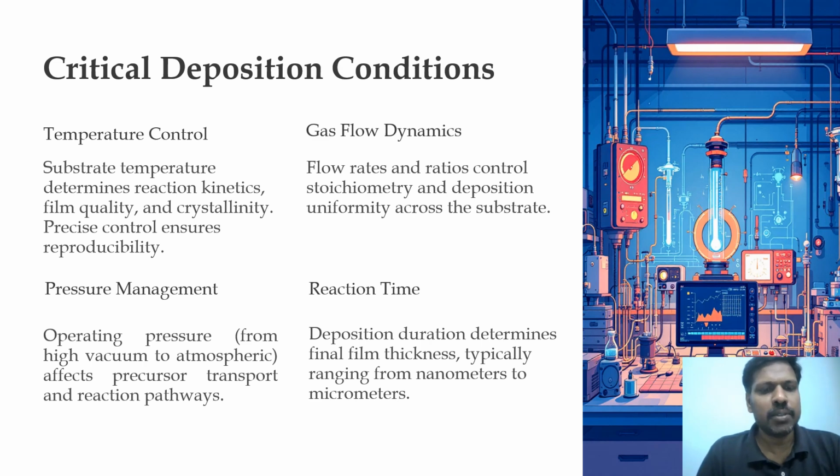CVD depends strongly on a few important conditions: temperature, pressure, gas flow rate, and time. Temperature controls how fast the reaction happens. Pressure affects how gases move inside the chamber. Gas flow rate controls film uniformity. Time controls how thick the film becomes. Careful control of these conditions is key to success.